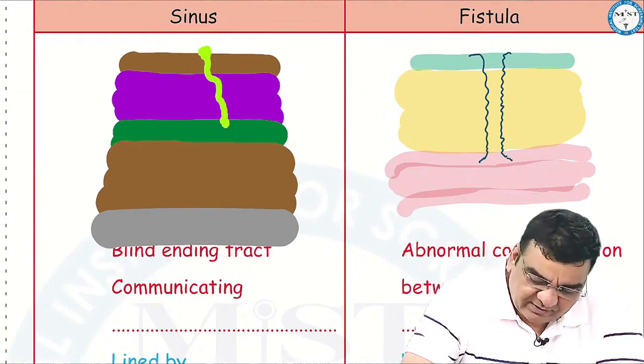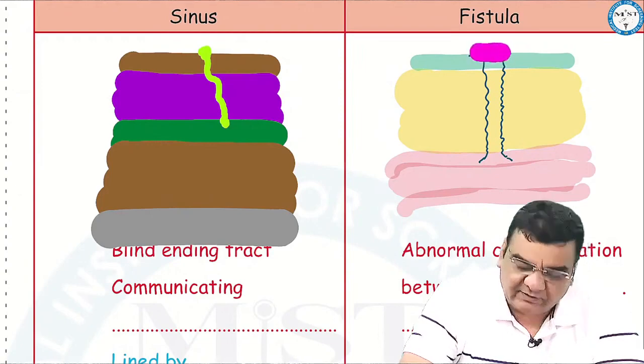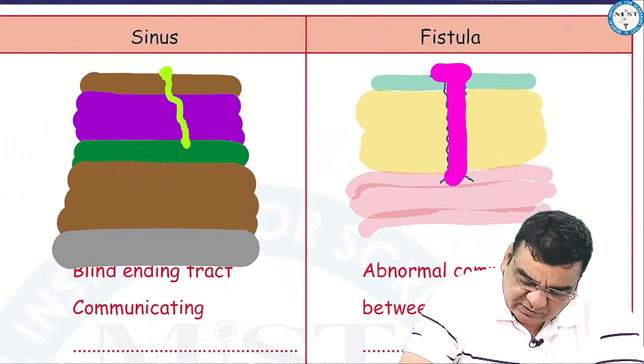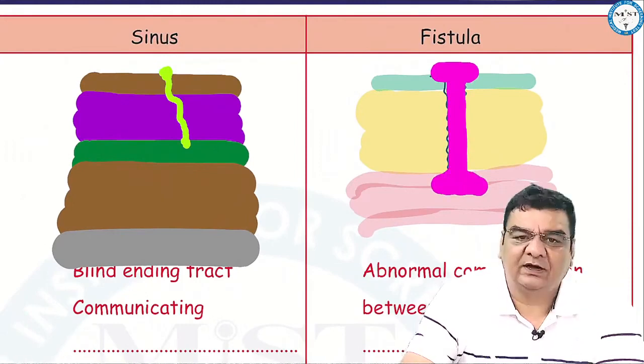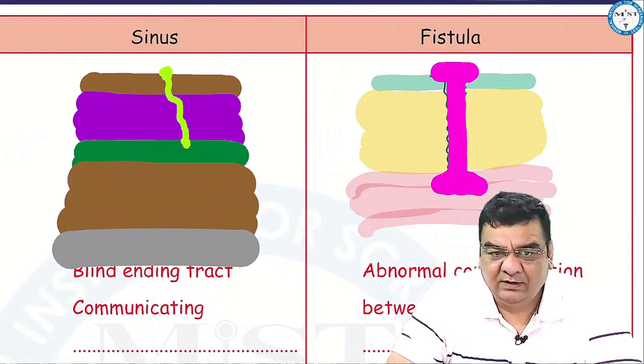So this is a one-sided affair with the skin, which we call as a sinus. However, sometimes we may find a both-sided affair. That means there is a relation between two people. Like here, there is a connection with the skin, and down there might be a connection with some other structure. Right? So this connection with some other structure is called as fistula.